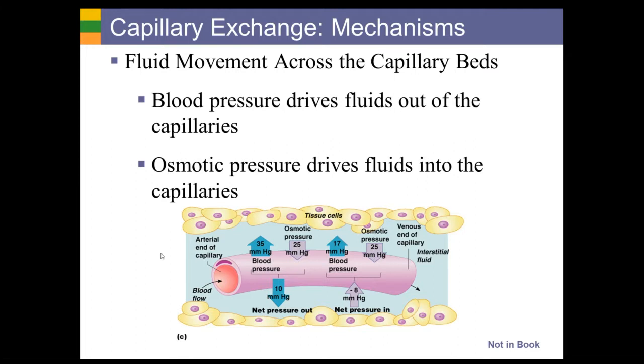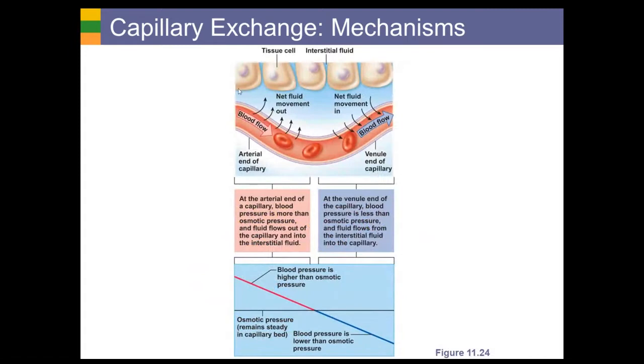Okay, as I said, this figure is not in your book, but I like it for explaining this process. This figure is in your book and it shows you the same thing. This line here, at the bottom of the figure, is osmotic pressure. It is the same from arterial side to venular side. Blood pressure on the arterial side is higher than osmotic pressure, and it drops as you go from the arterial side to venular side. On the arterial side, blood pressure is greater than osmotic pressure, so there is net movement of fluid out of the capillary.